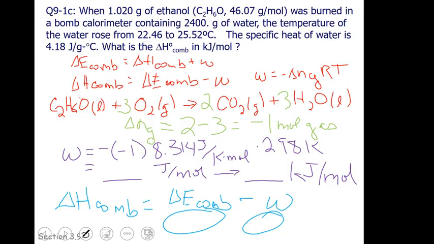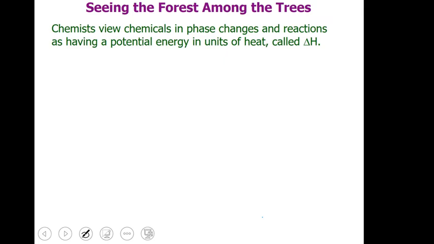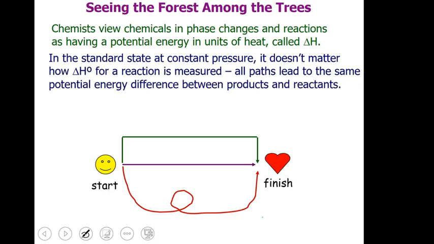Now, I could take this a little bit further and get us to the heat of formation of ethanol, but I think you've had enough. So just to summarize where we are now in Chapter 3, chemists view chemicals in phase changes and reactions as having a potential energy in units of heat, which are called change in enthalpy. In the standard state at constant pressure, it doesn't matter how the delta H for a reaction is measured. All paths should lead to the same potential energy difference between products and reactants. Some paths are more direct than others.